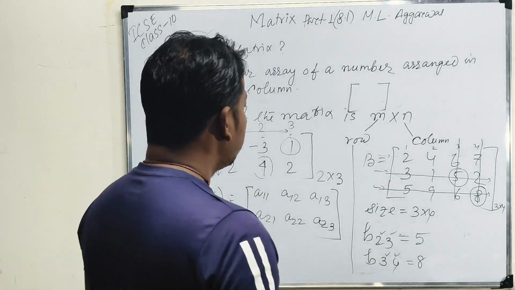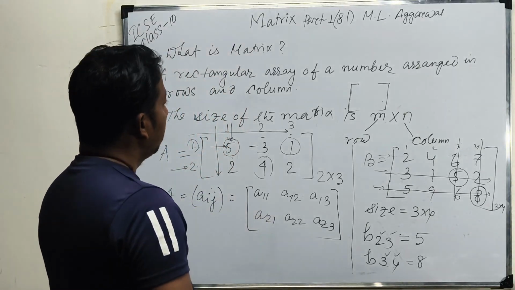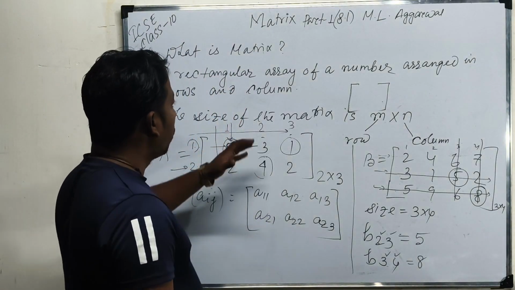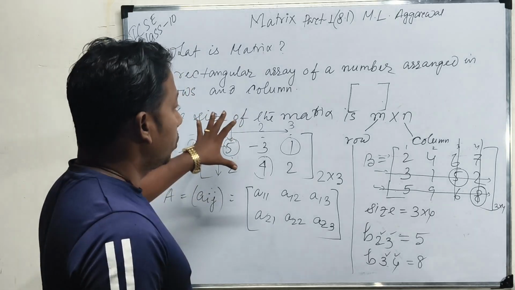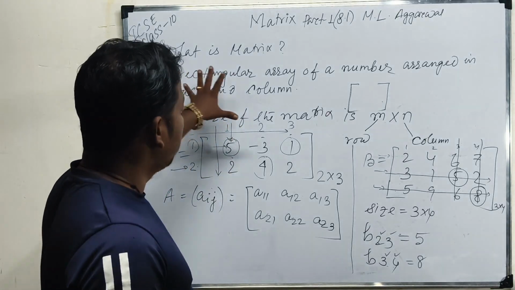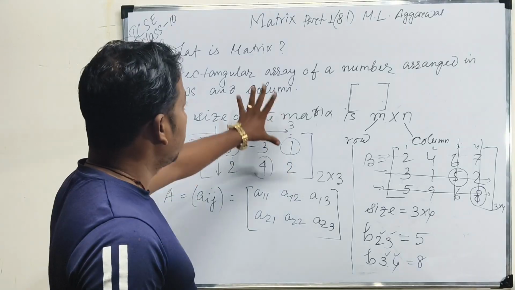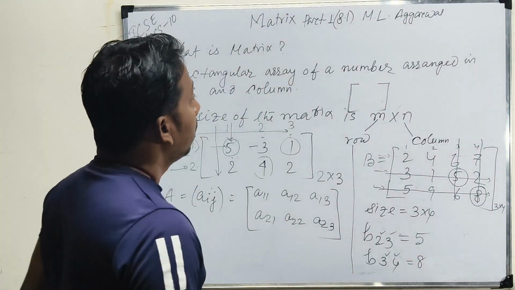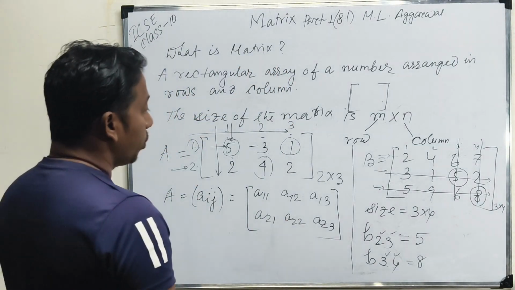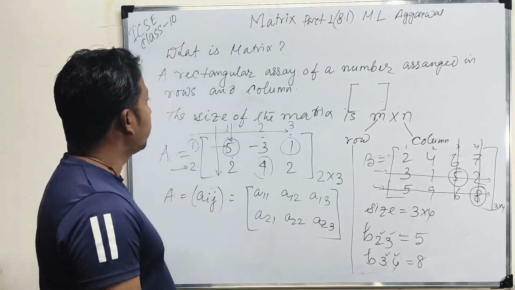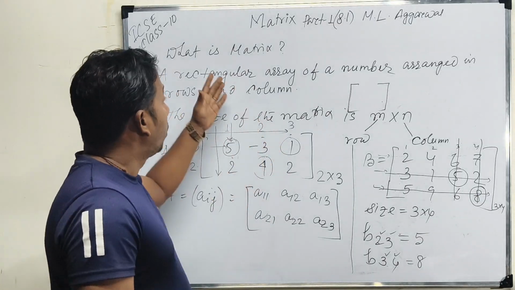So we discussed the basic law of the matrix. Now that we have just simply discussed the basic law of the matrix, we go to the matrix part 1, that is exercise 8.1. I will sort it out.